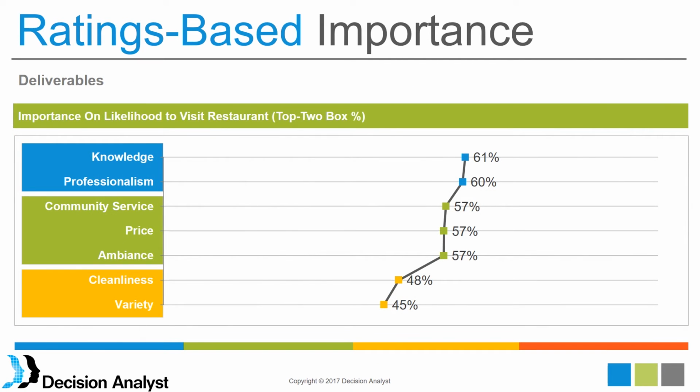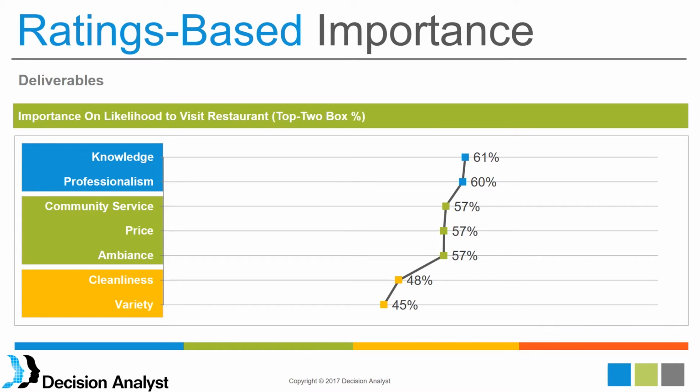So the deliverables are pretty straightforward, and I'm sure everyone has seen something like this. A top two box rating can be plotted. This example is for a fictitious restaurant, and we had pretend respondents go through and rate the importance of various aspects of a restaurant experience on likelihood to visit that restaurant. And here we see we have three tiers of drivers.